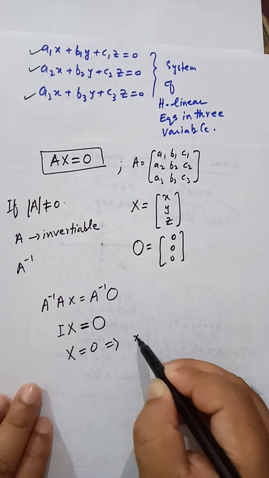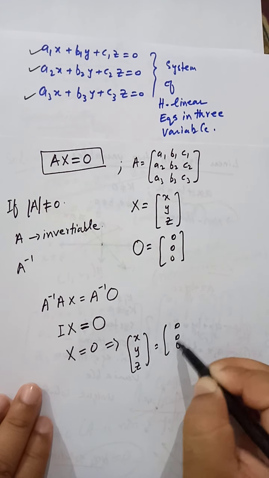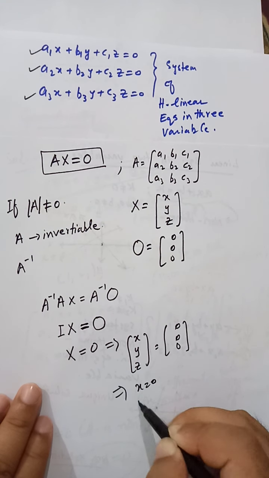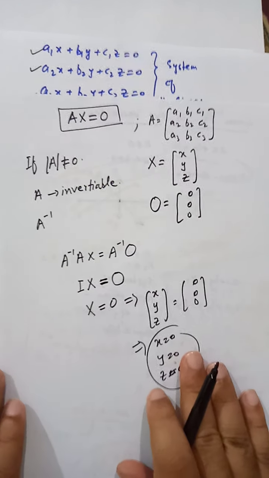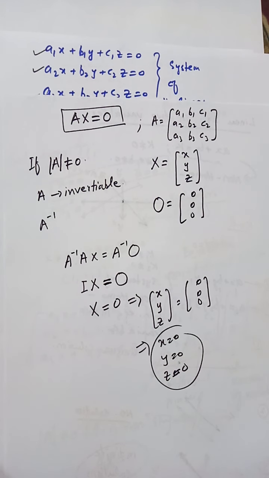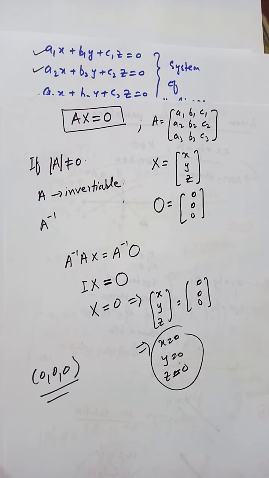So this implies that X, Y, and Z is equal to 0, 0, and 0. So X equal to 0, Y equal to 0, and Z equal to 0. From this we conclude that when a matrix is invertible, meaning A inverse exists, meaning the determinant of A is not equal to 0, and A is a non-singular matrix, then the system of homogeneous linear equations in 3 variables has a trivial solution, and that is the ordered triple X equal to 0, Y equal to 0, and Z equal to 0.